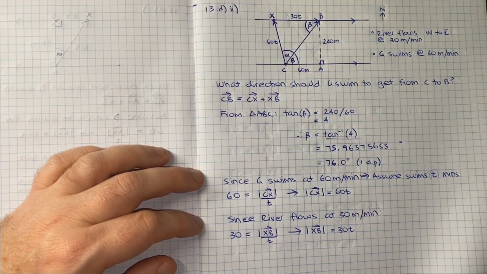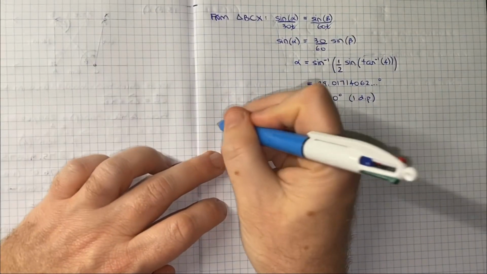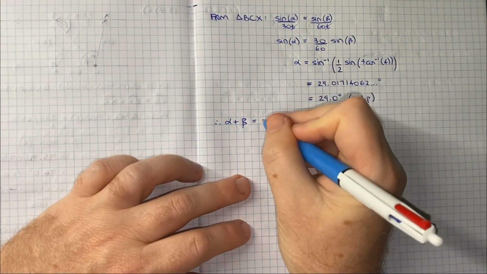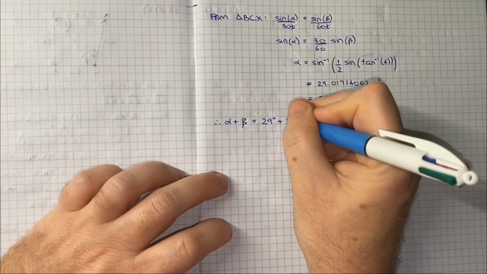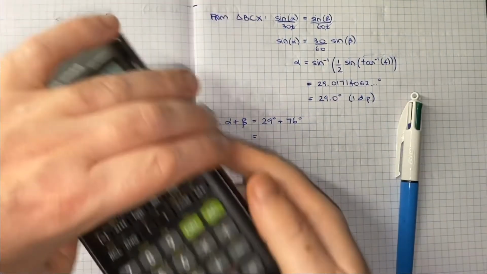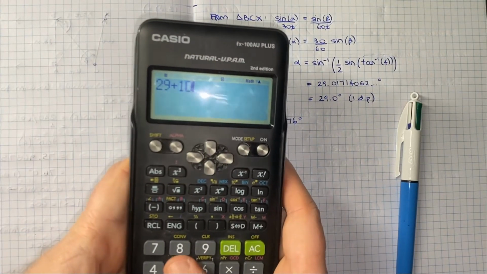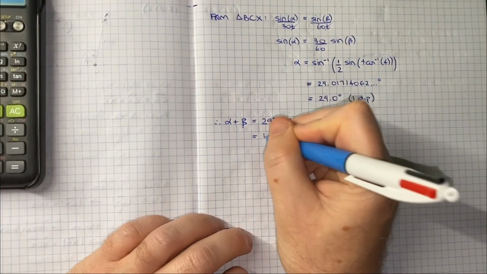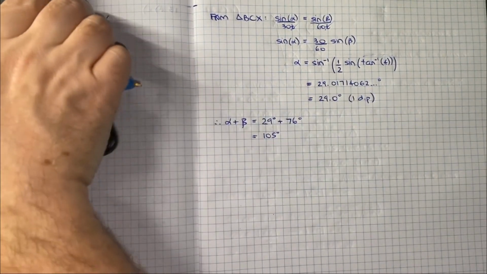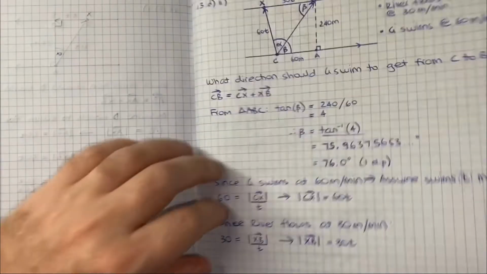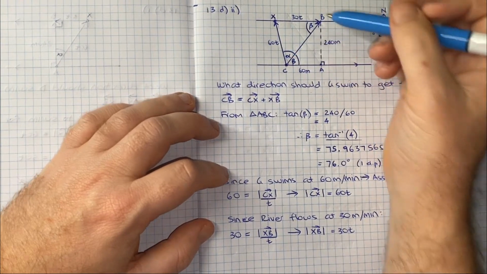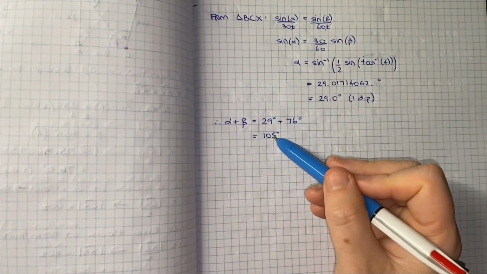What can we conclude from all that? We can say, therefore, alpha plus beta, what is that? Well, I'm going to say it's 29 degrees plus our 76 degrees, which equals 29 plus 76. I think that'll give us 105. Yep, 105 degrees. And as I mentioned before, in terms of thinking, well, what's our direction? It depends on whether we end up with a total angle that's greater than or less than 90. Well, we've clearly got an angle greater than 90.